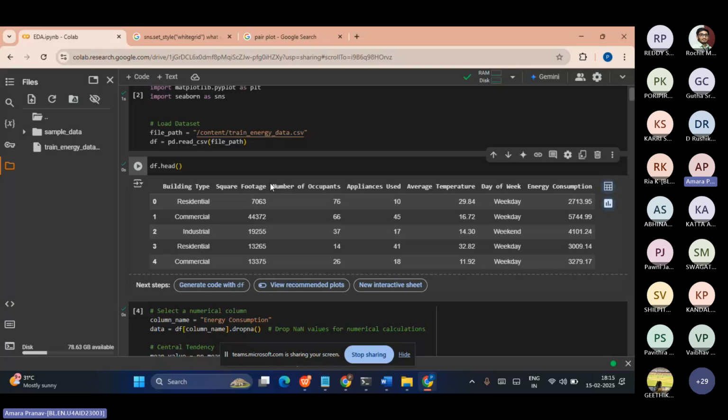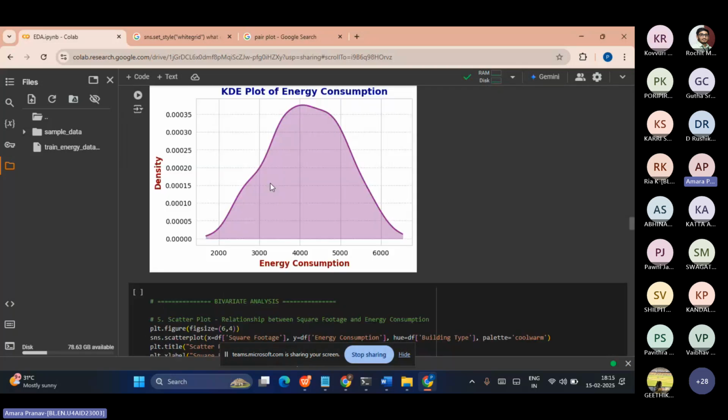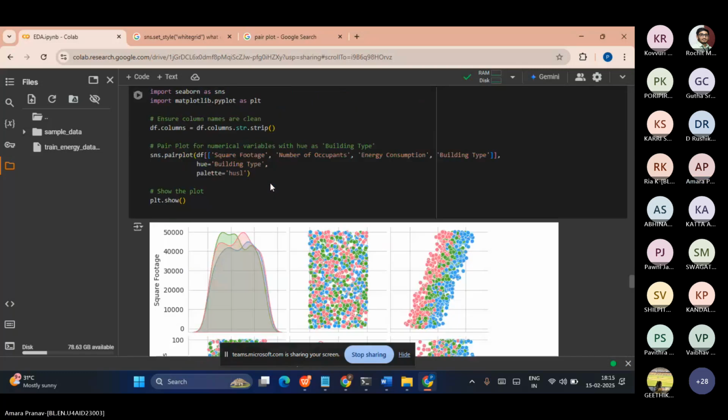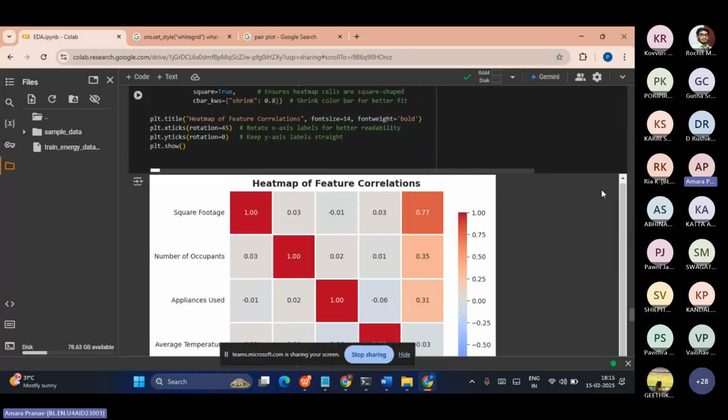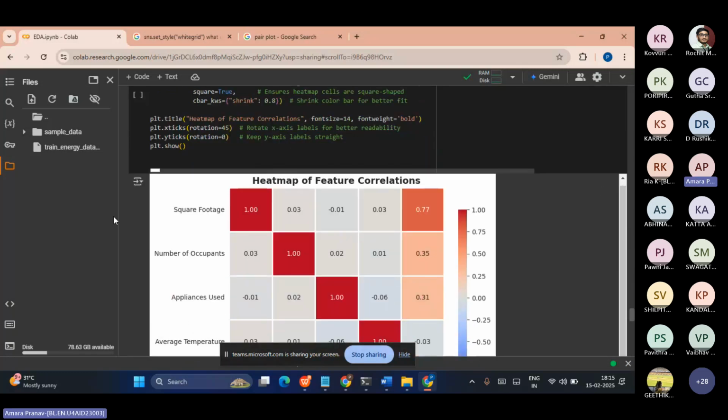If it's always either both increasing or both decreasing, then both are strongly correlated. But if there is no relation between these two and both act independently, then the correlation coefficient is very low. So we take the correlation coefficient between 0 and 1, and then we generate the heat map, which looks like this.